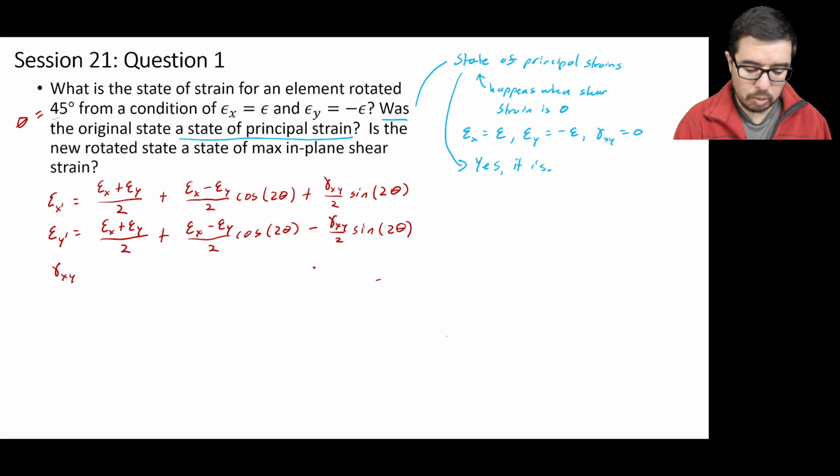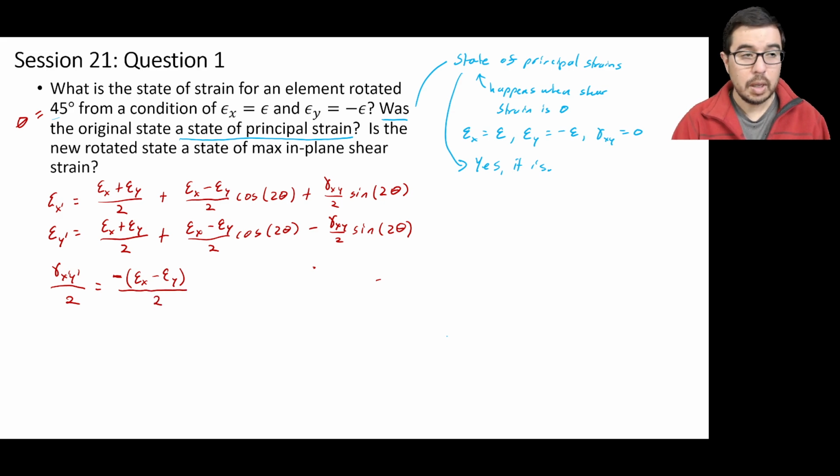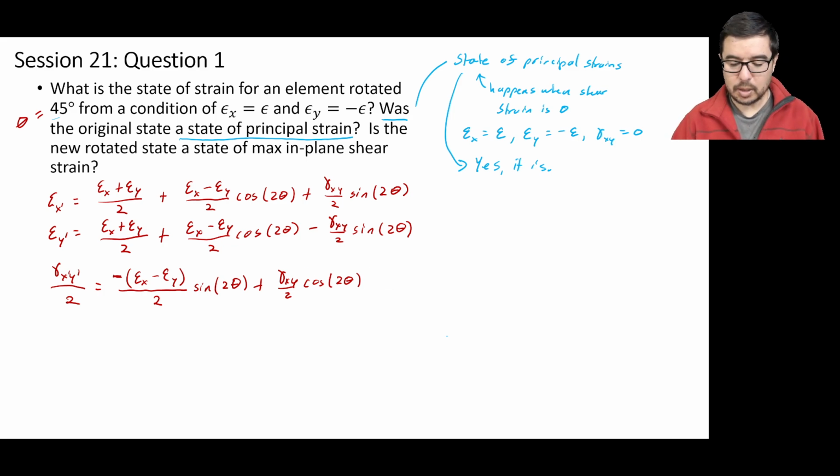And gamma x prime y prime over 2 is a little bit tricky. There's a minus sign and then epsilon x minus epsilon y, all in parentheses, over 2 times sine of 2 theta, plus gamma xy over 2 times cosine of 2 theta. And no, these are not equations that I remember in my sleep. These are equations that I would look at and use if for some reason it did not make sense to use Mohr's circle, which we'll talk about again, but in this context for strain instead of stress. Well, let's take a look at what happens here.